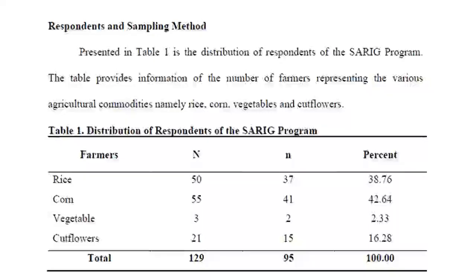It's very clear that I used stratified random sampling. In the next presentation, I'll provide the steps or formula on how to determine the sample size given a specific population.